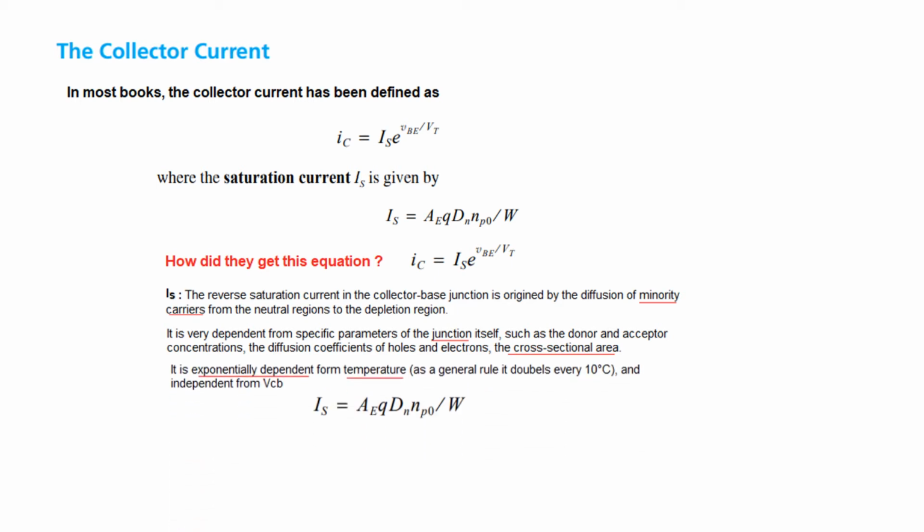Then it said it is exponentially dependent on the temperature. As a general rule, it doubles every 10 degrees centigrade and is independent of VCB. And then this was written. I was still confused. So I found an answer that satisfied me. It is from Mr. Razavi's book, Fundamentals of Microelectronics.